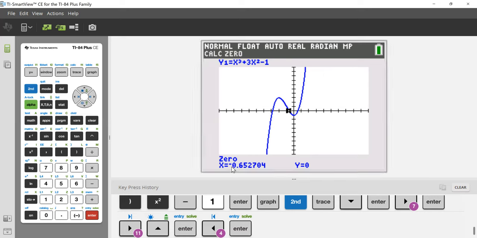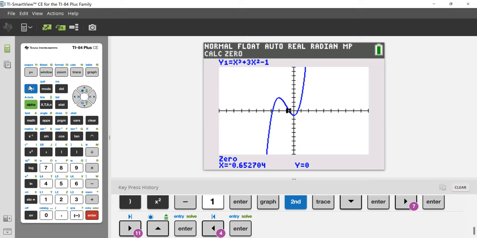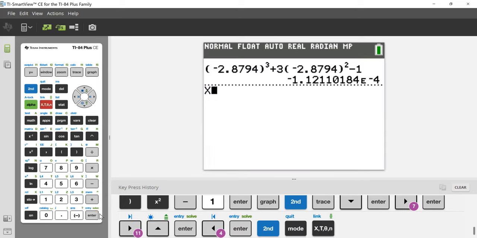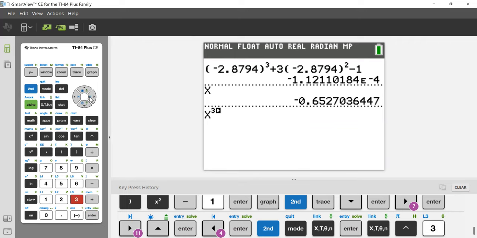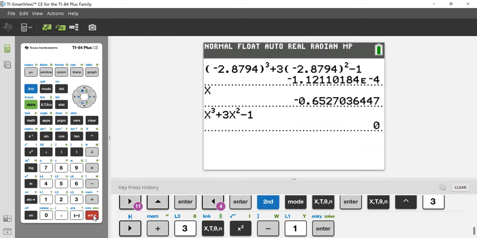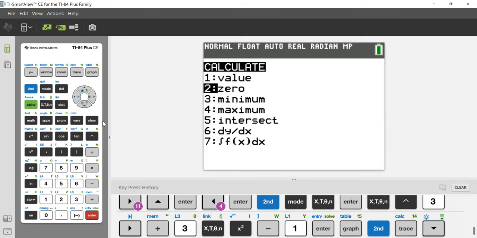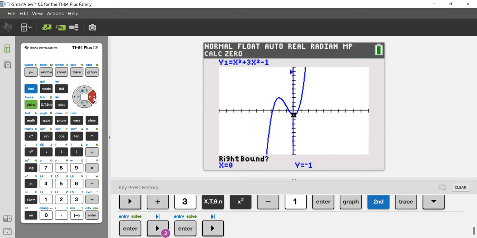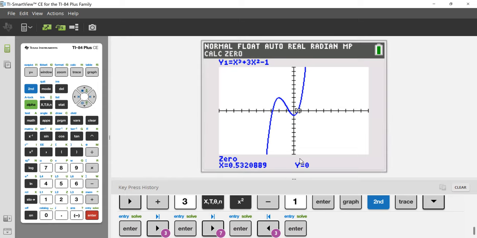The next root we compute is negative 0.652784. That's stored in x. And if we enter x cubed plus 3x squared minus 1, we're supposed to get 0, and we do get 0. No rounding error this time. Third root. Again, this time we don't see any rounding error. We get this value of x. Our calculator says that y is 0.